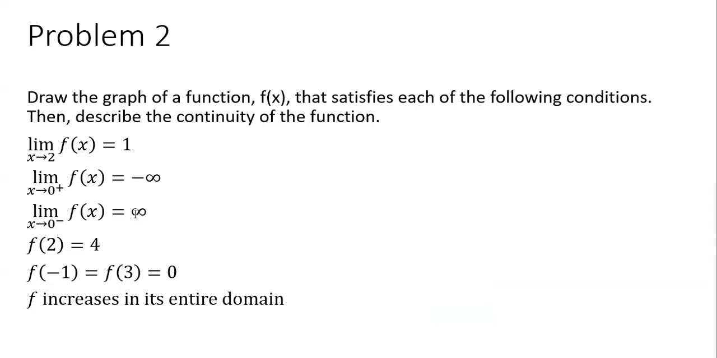Okay? And also notice that limit as x approaches 2, f of x is 1. However, f of 2 is equal to 4. So that definition of continuity is not met because these two need to be equal for it to be continuous. So those were the clues right away for what's not continuous.